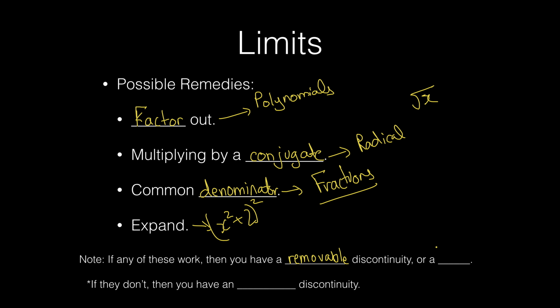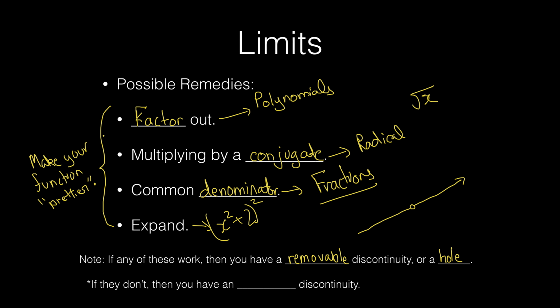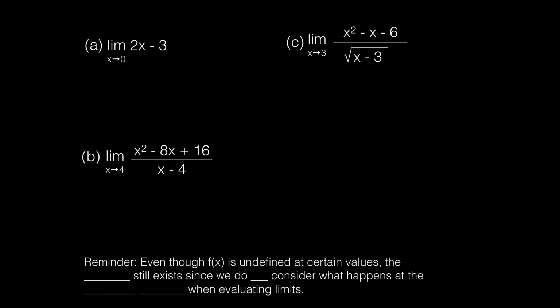Here's the essential idea. All these methods, all these remedies, make your function prettier. That's important to realize. They don't actually change the function itself. They just make it prettier so that you can plug in and then actually evaluate the limit that way. That's all they do. If they don't work, then you have what's called an essential discontinuity. We will cover that in another video because I don't want to spend too much time on that right now.